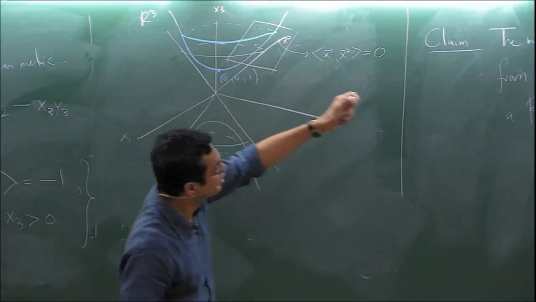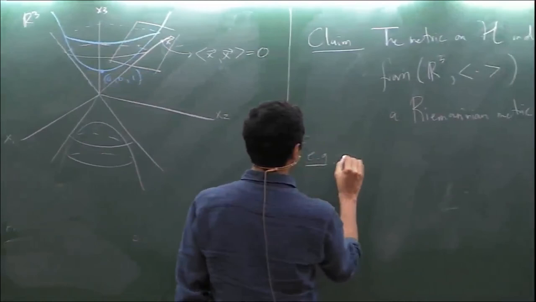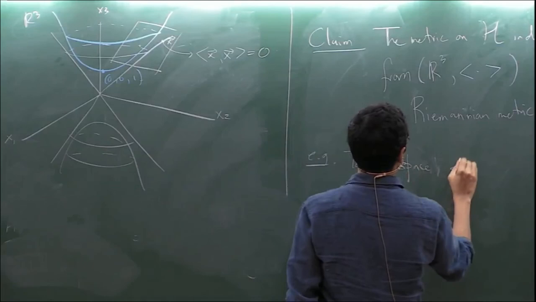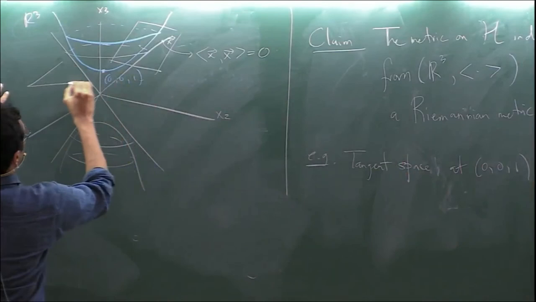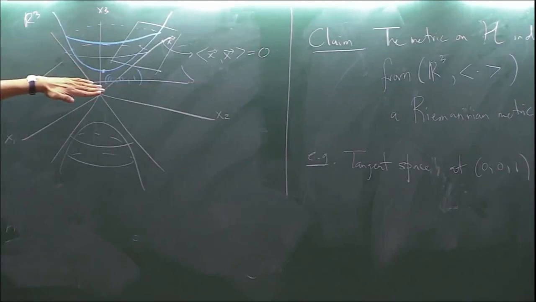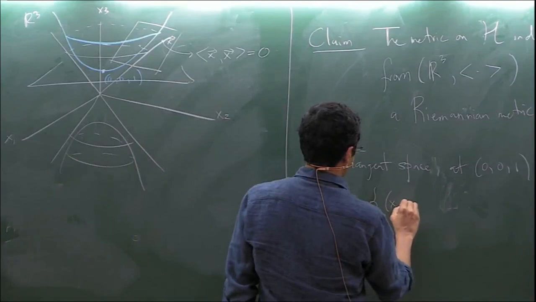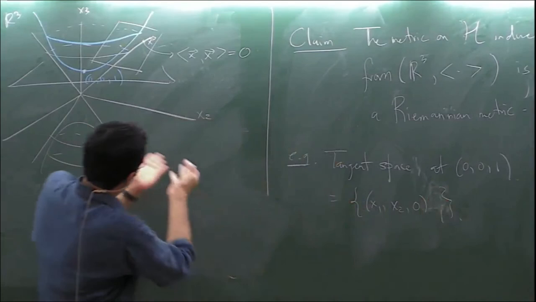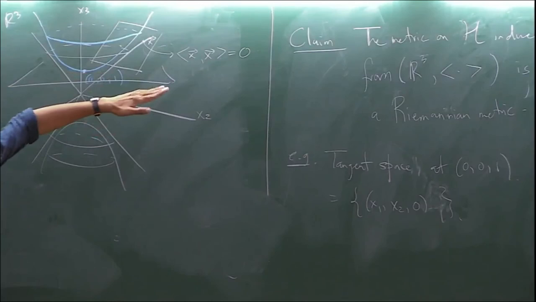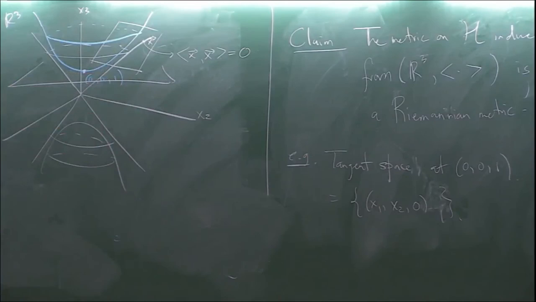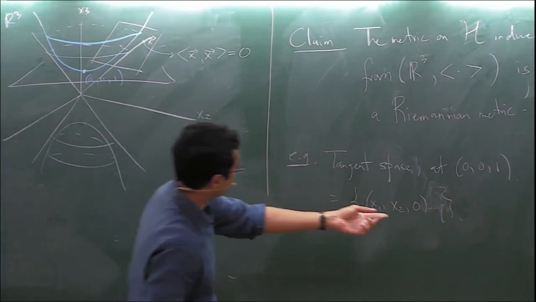And you can see this. For example, look at the tangent space at 0, 0, 1, that special point that you saw. What does the tangent space look like? From the picture, it's clear that this is a plane parallel to the x1, x2 plane, so it's going to be identified with x1, x2, 0. And indeed, if you restrict this inner product to a plane parallel to the x1, x2 axes, then tangent vectors here never see the x3 term, so the last coordinate is always 0. So on this tangent space, of course, it's a Riemannian metric.